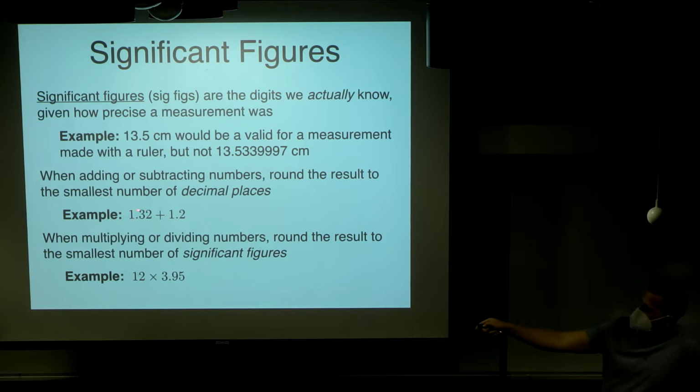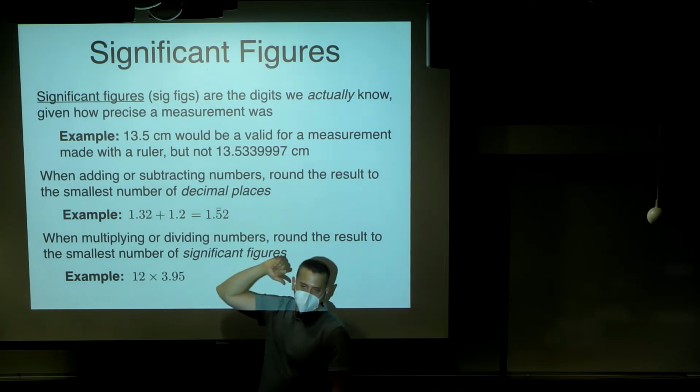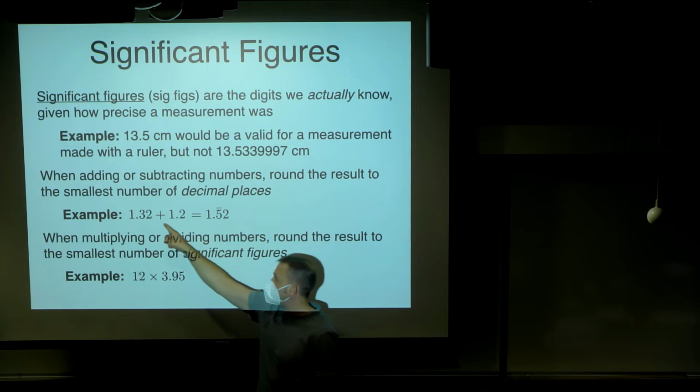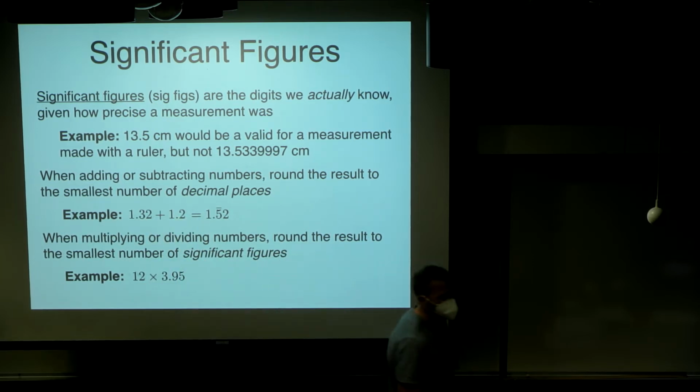So this is the example, 1.32 plus 1.2. You just punch that into your calculator, gives 1.52. But I'm putting the little bar above the 5 because that's the smallest number of decimal places out of these two, right? We go to the tenths place if we compare the two numbers. So then I'd want to record that as actually 1.5.